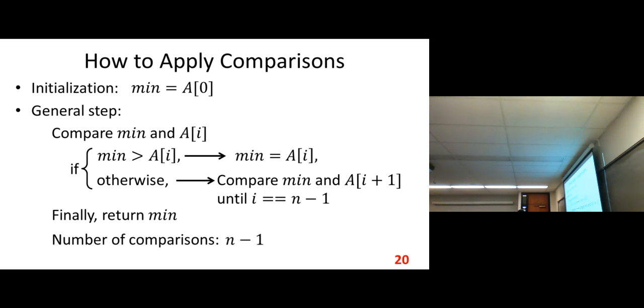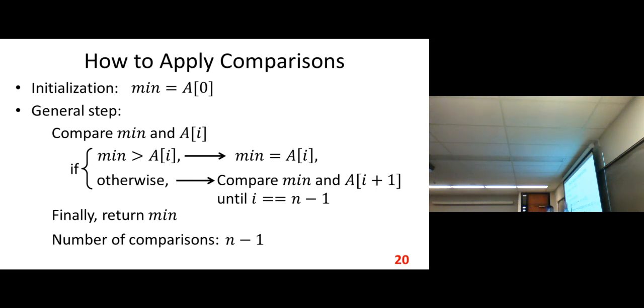N minus 1. Okay? Now let me ask you, what is the best case? What is the worst case for this algorithm? Same thing, right? Best case also n minus 1. Worst case also n minus 1. No matter what.